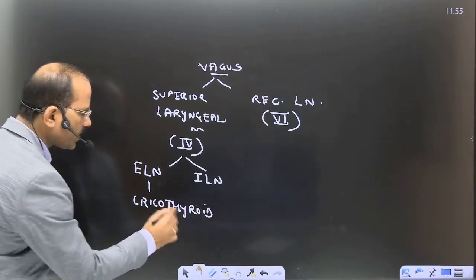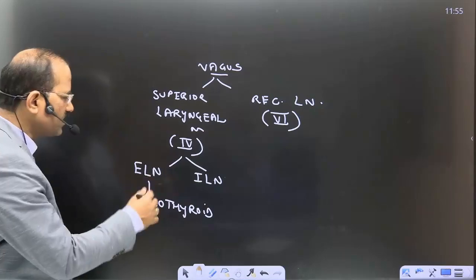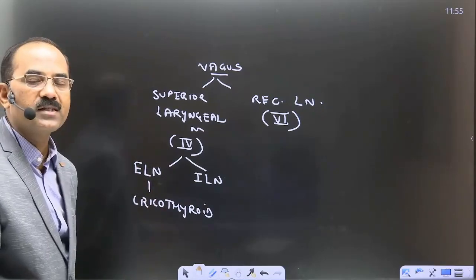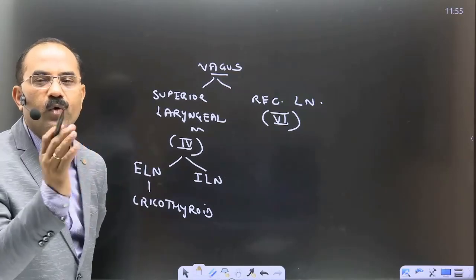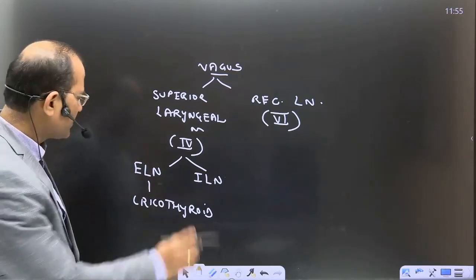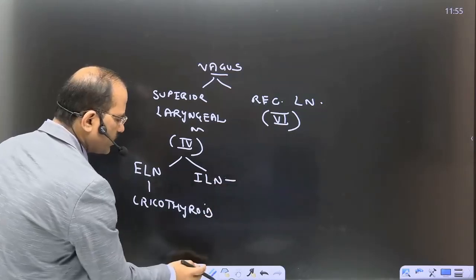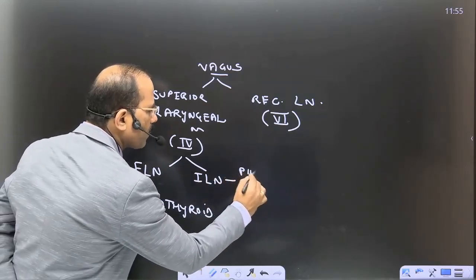muscle. Right, we have seen this in the larynx. So the external laryngeal nerve supplies the cricothyroid muscle, which is a tensor of the vocal cords. That's external laryngeal. Internal laryngeal nerve first pierces.